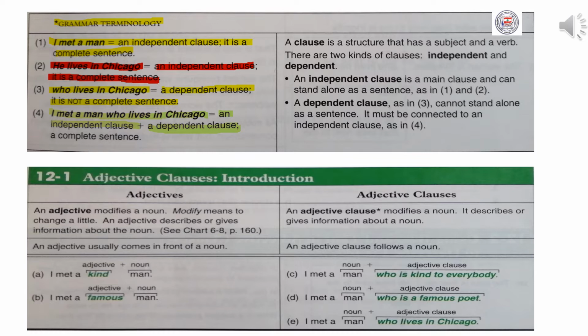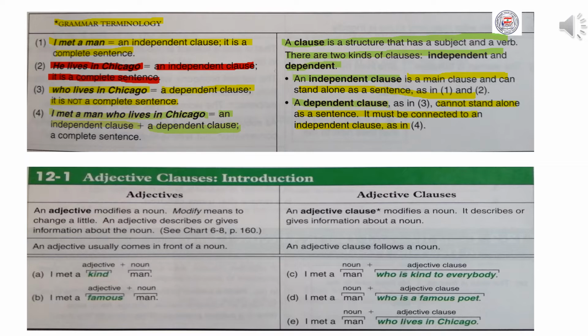In conclusion, a clause is a structure that has a subject and a verb. However, there are two kinds of them, independent and dependent. So as we saw, an independent clause is a main clause and can stand alone as a sentence, as in 1 and 2. A dependent clause, as in 3, cannot stand alone as a sentence. It must be connected to an independent clause, as in number 4.